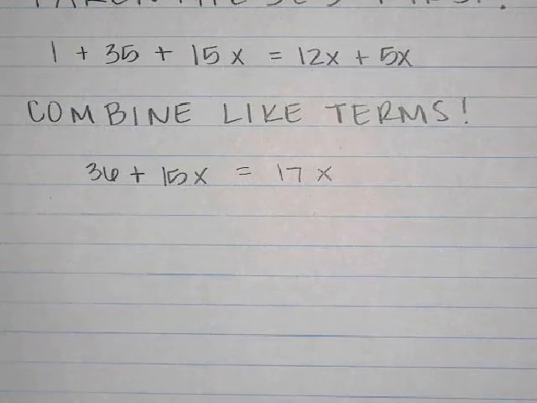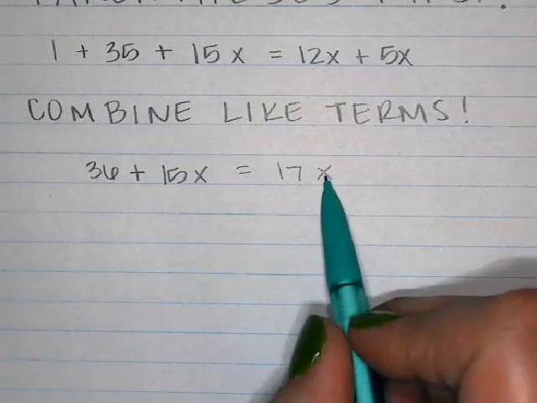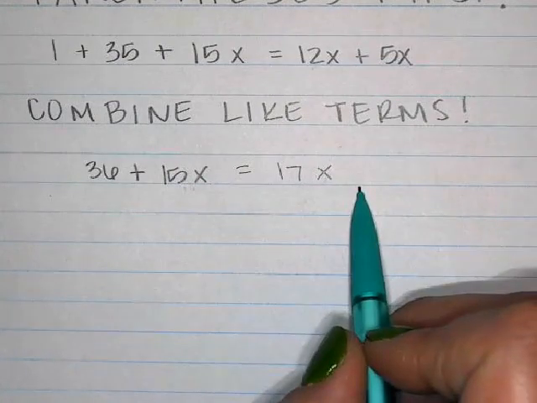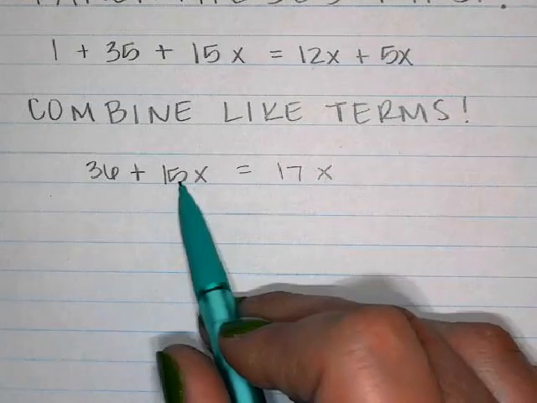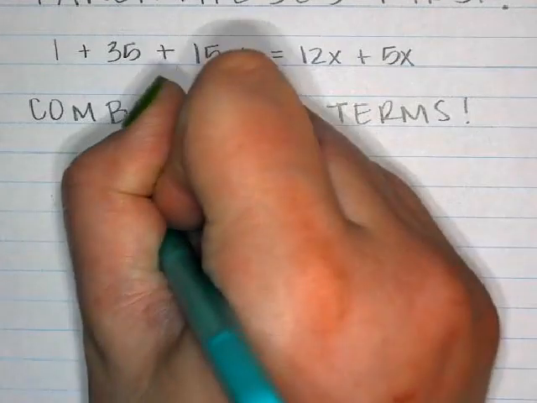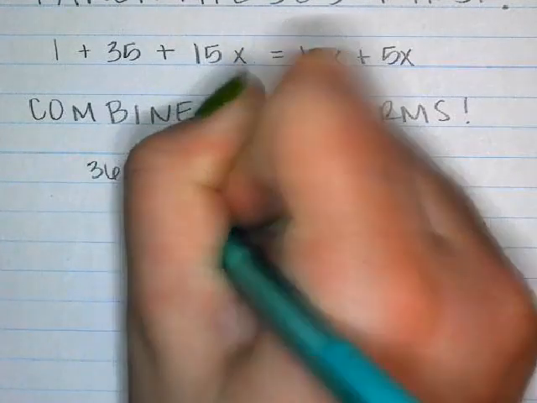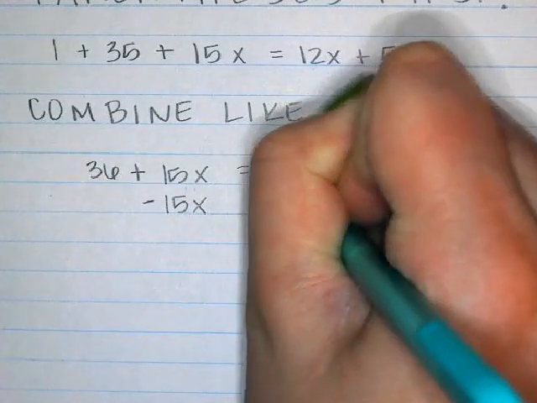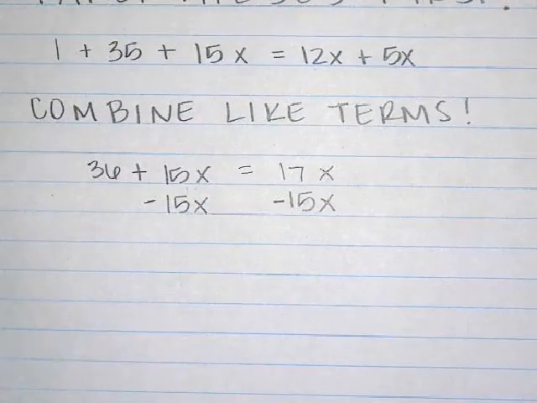So now we want to get the x's to one side. So should we move the 17 over to the left side, or should we move the 15 over to the right side? I'd say moving the 15 over to the right side is a good idea because the 36 is already on the left side. And because the 15 was positive, we moved it over by subtracting.